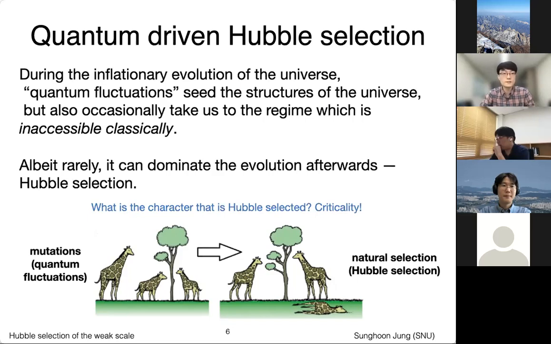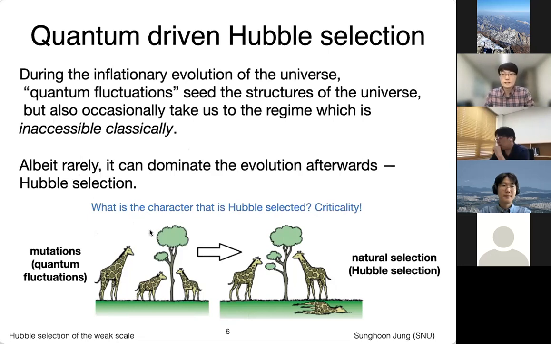So during inflation, quantum fluctuation became an essential role. And the relevant part of this talk is that quantum fluctuation can occasionally take us to the regime which is inaccessible classically. Okay. And albeit rarely, that quantum fluctuation can dominate the evolution of the universe afterwards. And that's called the Hubble selection. And the character that is Hubble selected will be the criticality in this talk.